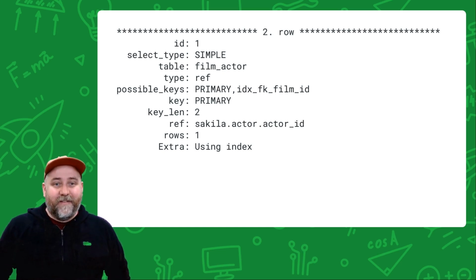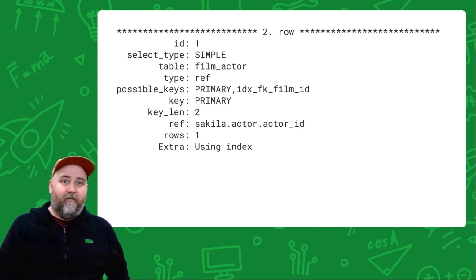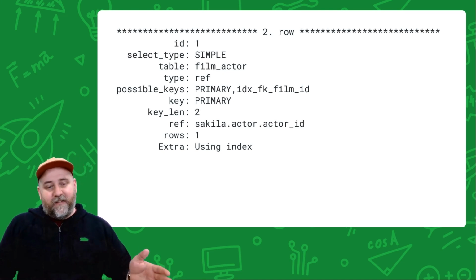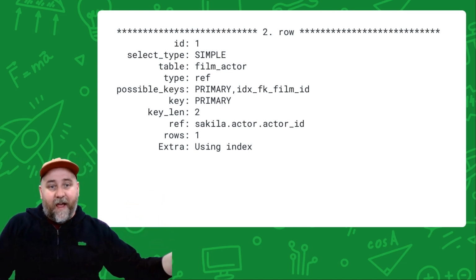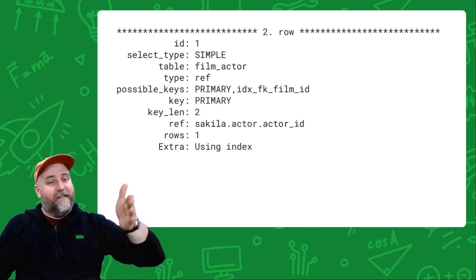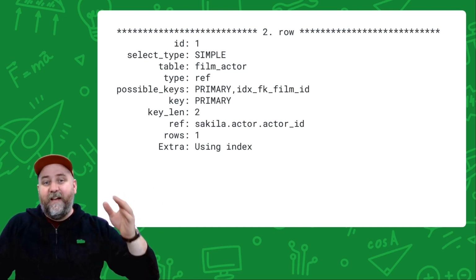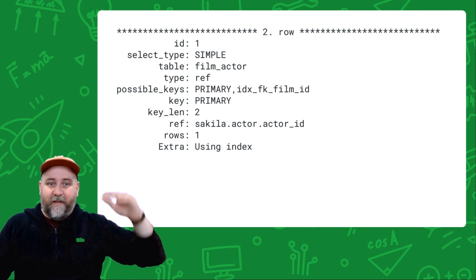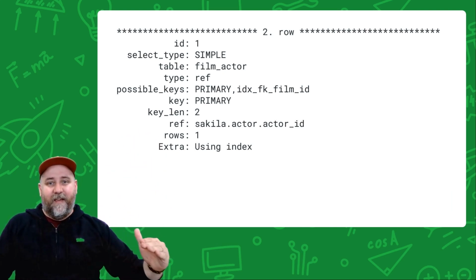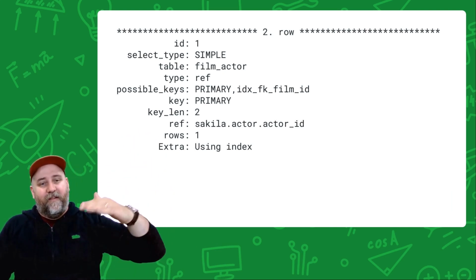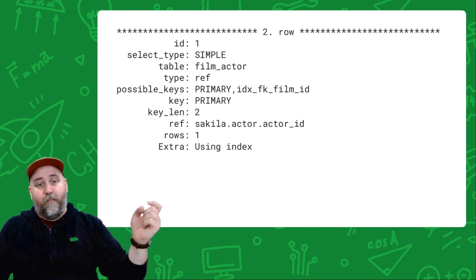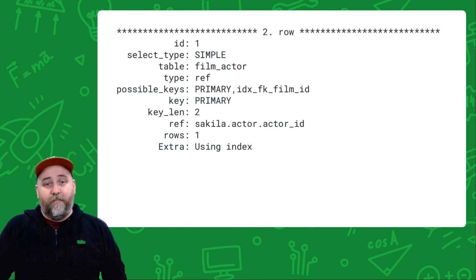Rows here is now interesting. It's saying 1, which doesn't mean there's only 1 row in this table. It means that each time we do a lookup from a value in actor, from actor ID, into this table, we will on average have to inspect 1 row. So for all the values in actor, when we reference those into film actor, we'll probably only have to look at 1 row to get a result.